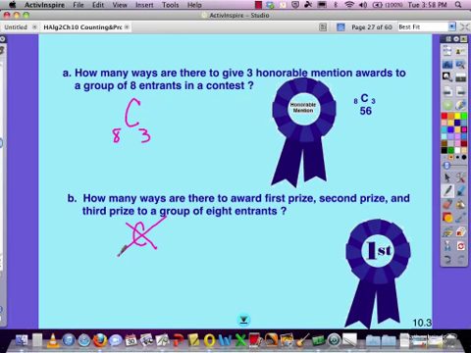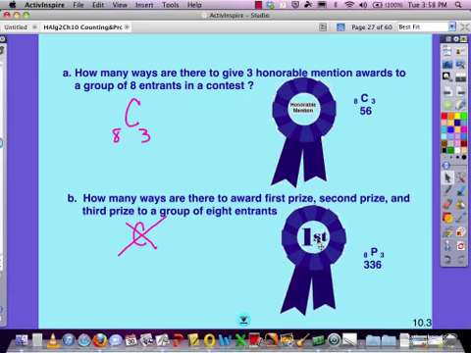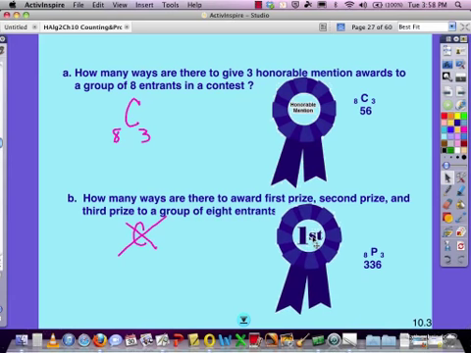So order matters, and when you do 8P3, you get 336. So look at that combination, and then look at that permutation. Do you see how we say order matters in the second one, where it did not matter in the first one?